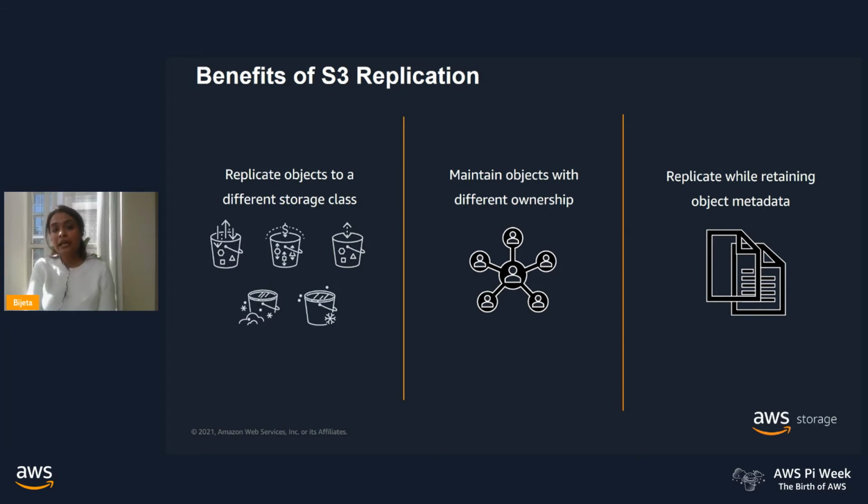Another thing to note is that you can maintain objects in your secondary copy with different ownership. Regardless of who owns the source bucket, you can tell Amazon S3 to change the replica ownership to the AWS account that owns the destination bucket. Customers will always use this option to restrict access to object replicas. Another final thing to note here is that replication lets you make copies of your objects that retain all of the metadata, such as the original object creation time and version IDs.